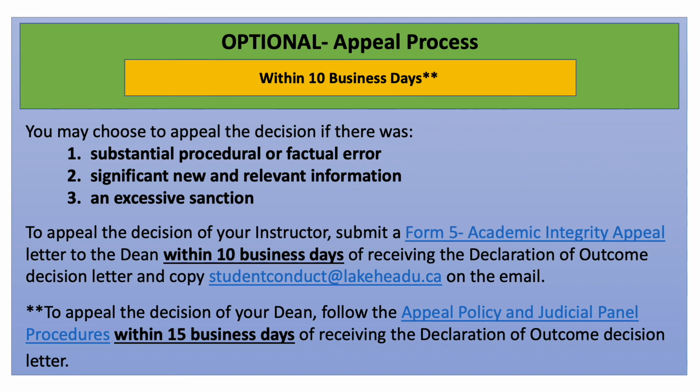If you wish to appeal the decision made by your dean, then you would follow the appeal policy and judicial panel procedures within 15 business days of receiving the Declaration of Outcome decision letter. This appeal goes to the secretary of the judicial panel and will be reviewed at an appeal tribunal. If one of the grounds for an appeal has been met, the judicial panel will review the case and decide whether to change the decision made by your dean, and whether to decrease, increase, or keep the sanction as is.